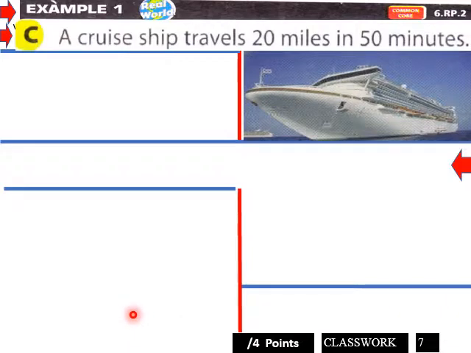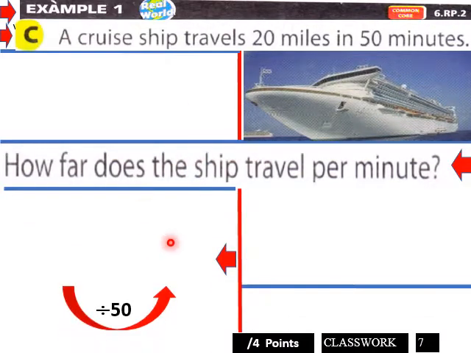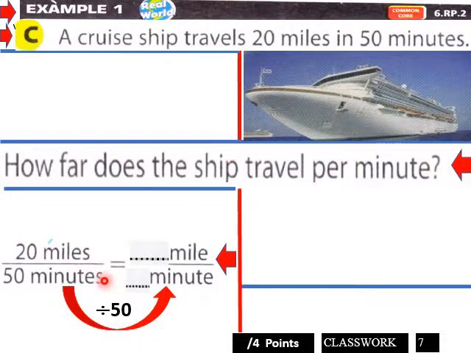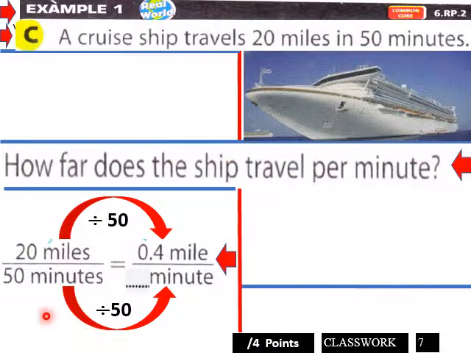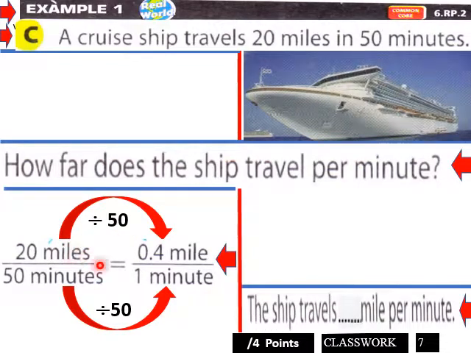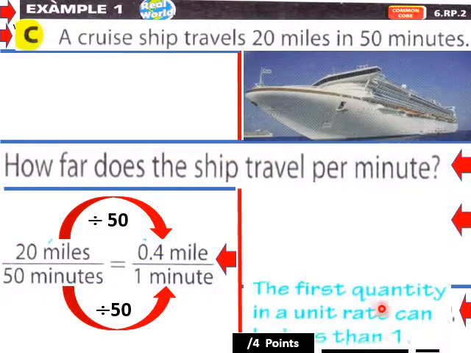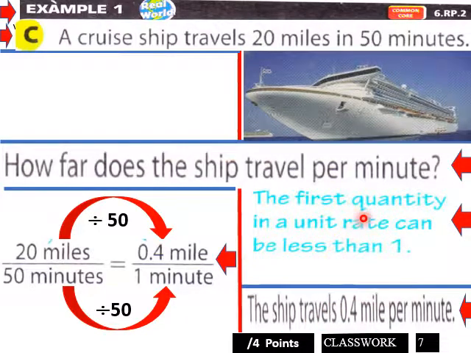And then we go into a cruise ship travels 20 miles in 50 minutes. How far does the ship travel per minute? So we have 50 minutes here. We want to know how far it goes in 1 minute, so we divide everything by 50. So 20 miles divided by 50 is 0.4 miles per minute, so almost half a mile per minute. The ship travels 0.4 miles per minute. The first quantity in a unit rate can be less than 1. So this can be less than 1 here, 0.4 per minute.